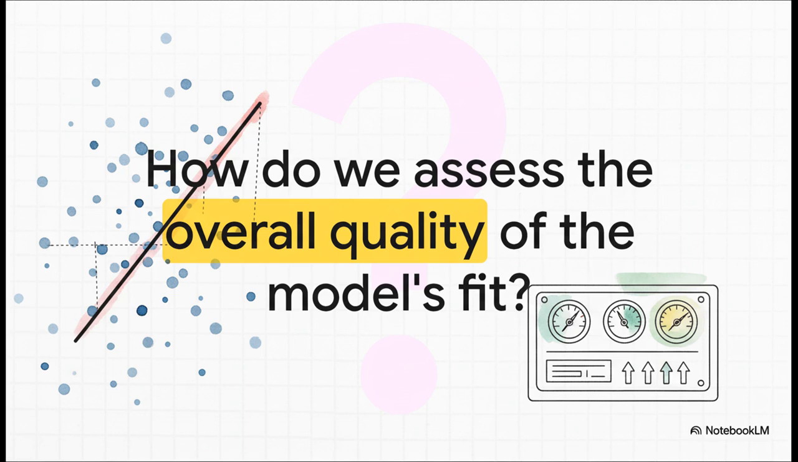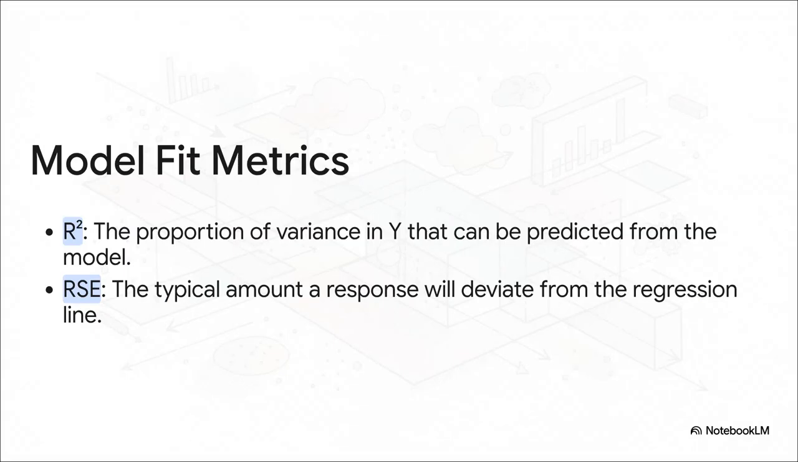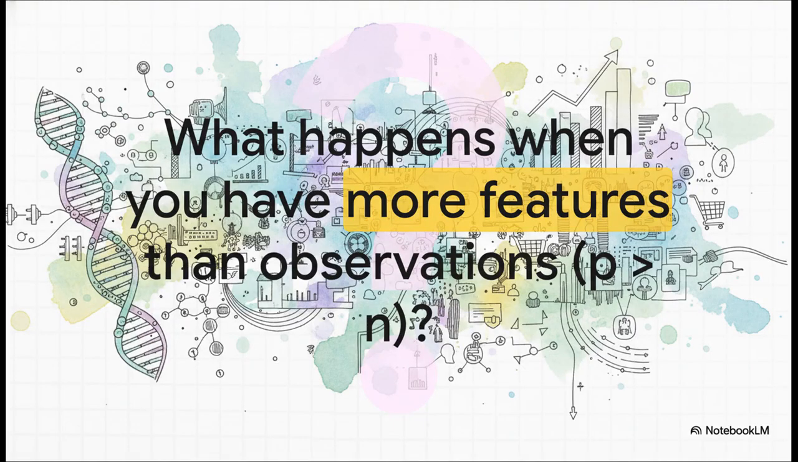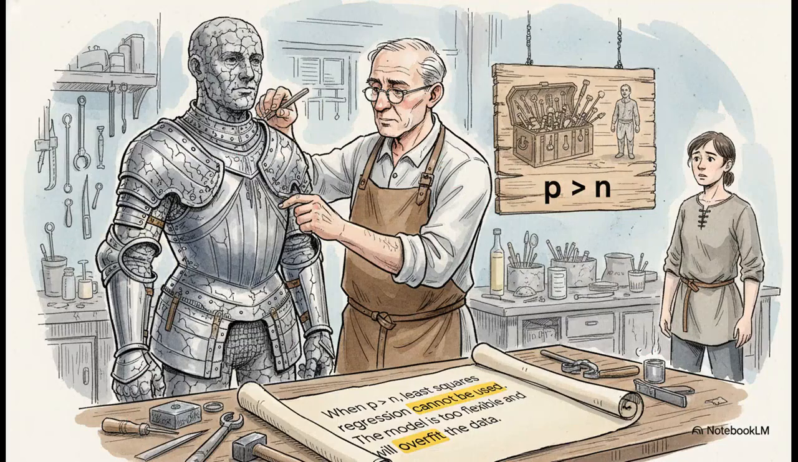We know the model is useful, but how well does it actually fit our data? We turn to our old friends, R-squared and the residual standard error, to measure quality. Now, what about a tricky situation when you have more features than actual data points? Well, that's a big problem. The model will overfit. It basically just memorizes the data.